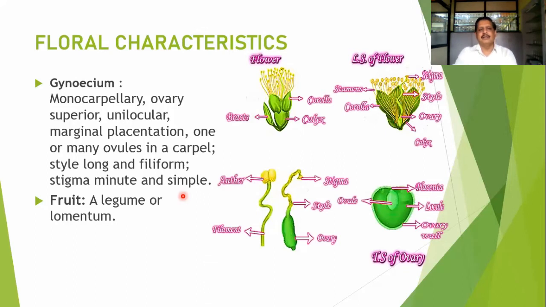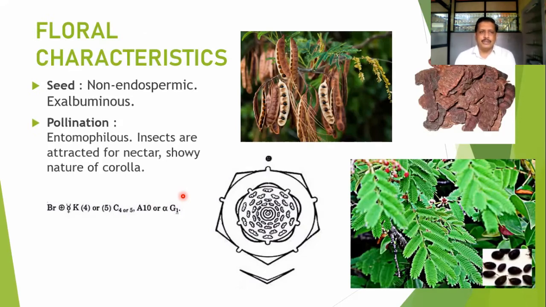Fruit is a typical legume, or we can say a lomentum type of fruit, where it does not dehisce by the sutures, but it can break off at the connecting point of the two locules. The seeds are normally non-endospermic and they are exalbuminous. Here you can find the fruits and seeds we have shown.